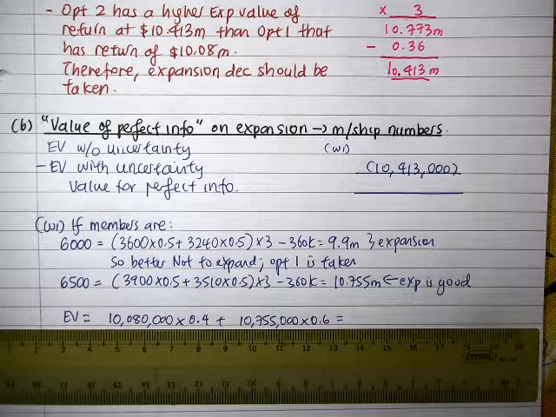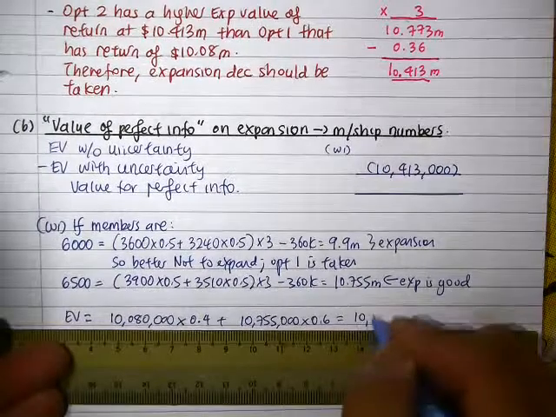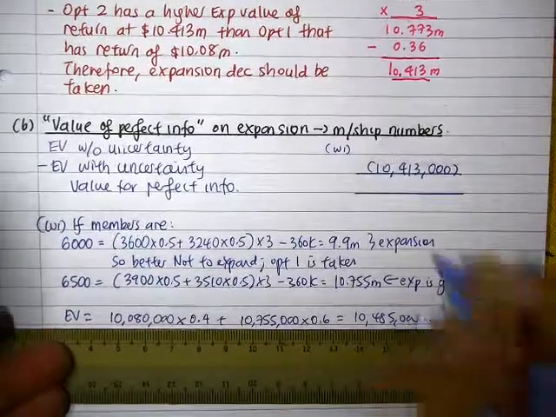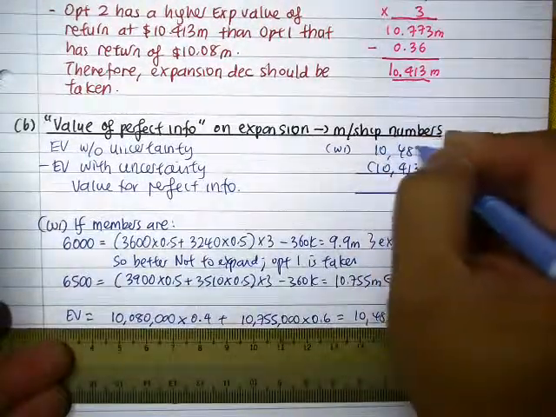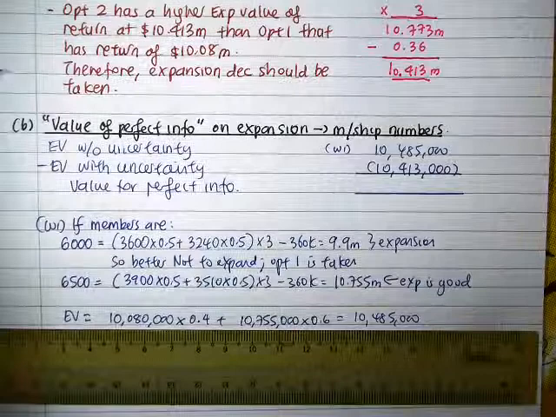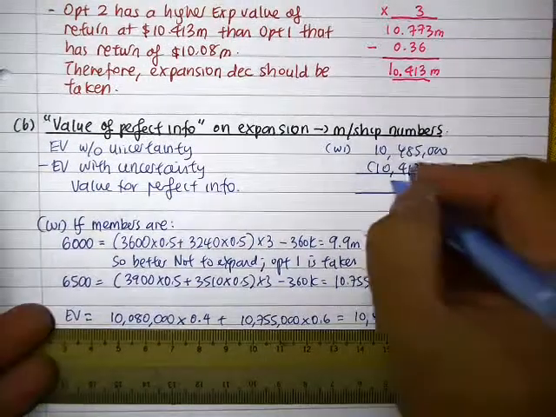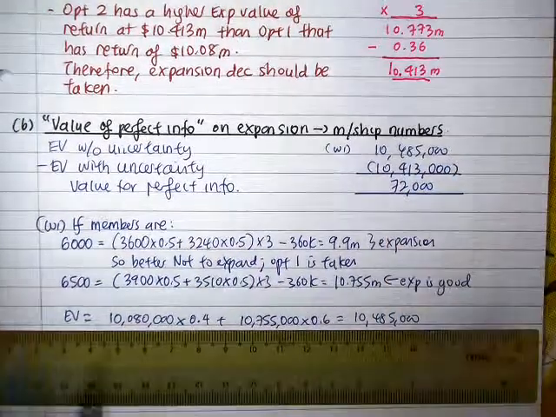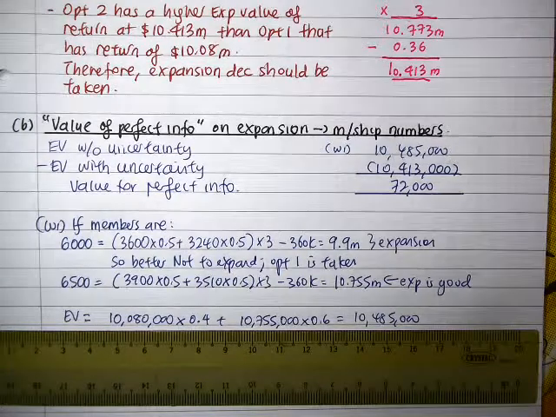Okay. So 10,080. It will give me 10,485. So 10,485. That means 72,000 is the value of perfect information.